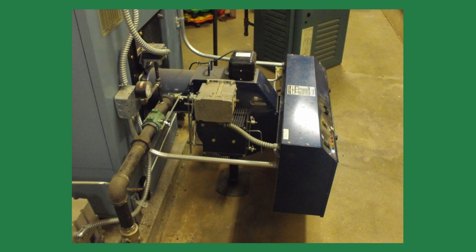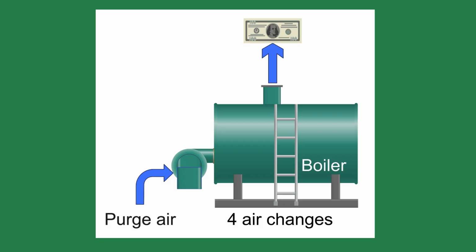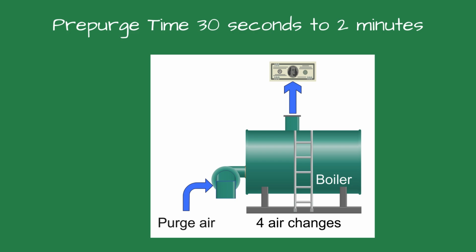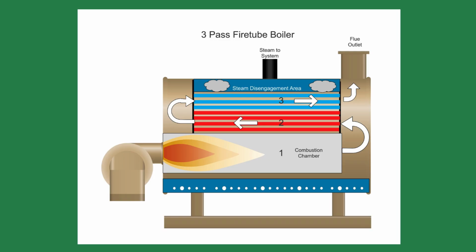The power burner uses a blower to mix the air and fuel to get better efficiency. On a call for heat, the blower starts. The blower runs long enough to produce 4 air changes in the boiler. This assures that any leftover combustible gas is removed from the boiler and breaching before the spark is ignited. This is called pre-purge. The pre-purge time on a power burner is typically 30 seconds to 2 minutes. Once the pre-purge is complete, the gas valve opens and allows gas to mix with the air.